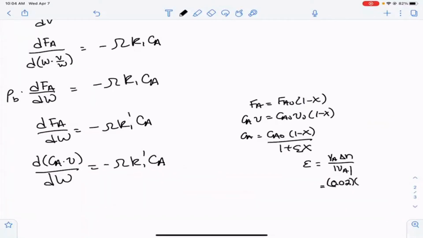And if you remember, our reaction was NO plus carbon gives us CO plus 1/2 nitrogen. And so we have 2 goes to 1.5. So that's minus 0.5 divided by 1. And that number is negative 0.01. That's really small. And that essentially means if you went to full conversion, you would change the volumetric flow rate by like 1%.